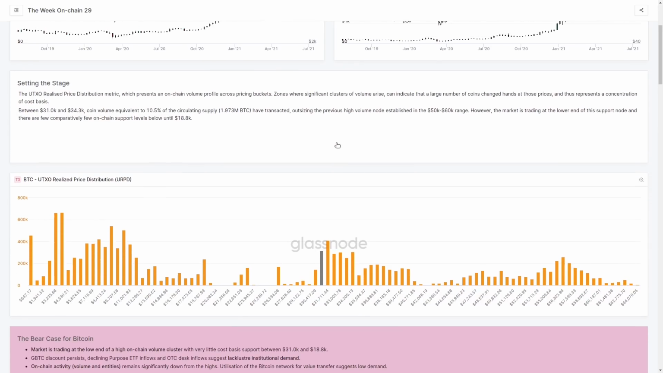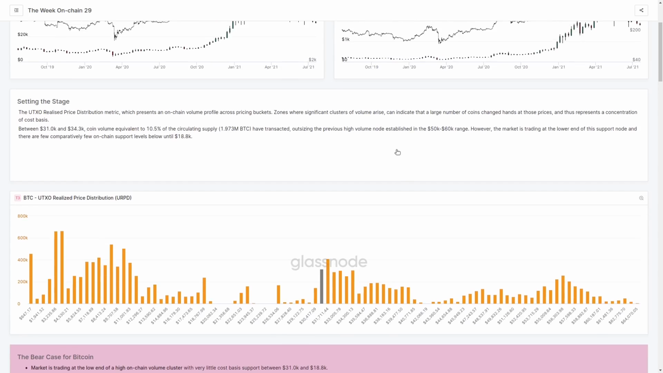So to really set the stage and start this analysis, we're going to look at our URPD, or our UTXO realized price distribution. So for those who are familiar with technical analysis, there's quite often a tool that we use called the volume profile, which basically looks at all of the trading volume that's occurred within certain price bands. And we can see that that's the aggregate cost basis for all of the traders on that particular exchange. Now, what we're essentially looking at with this metric is the equivalent, but using on-chain volume.